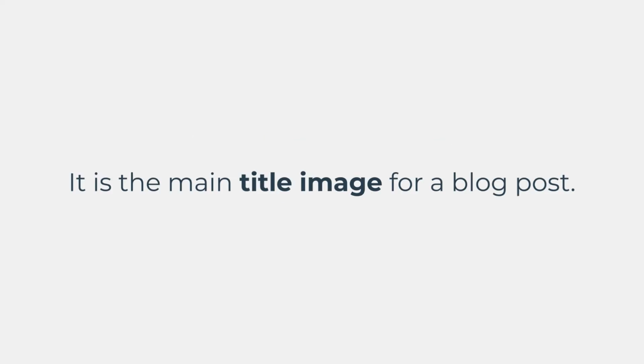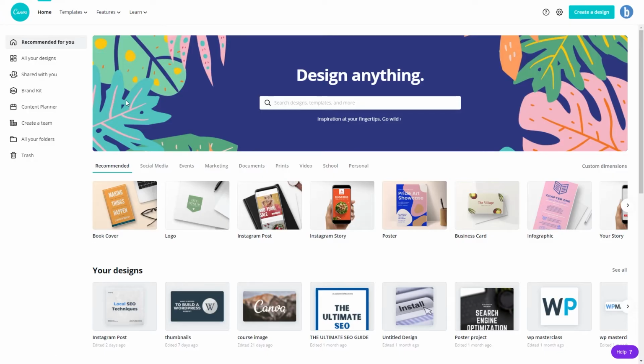Hello and welcome back. In this video we're going to be using Canva to design a blog title image. This could also be called a featured blog image or a blog title graphic. There are many different names for it, but basically it is the main title image for a blog post. So let's dive straight into it.